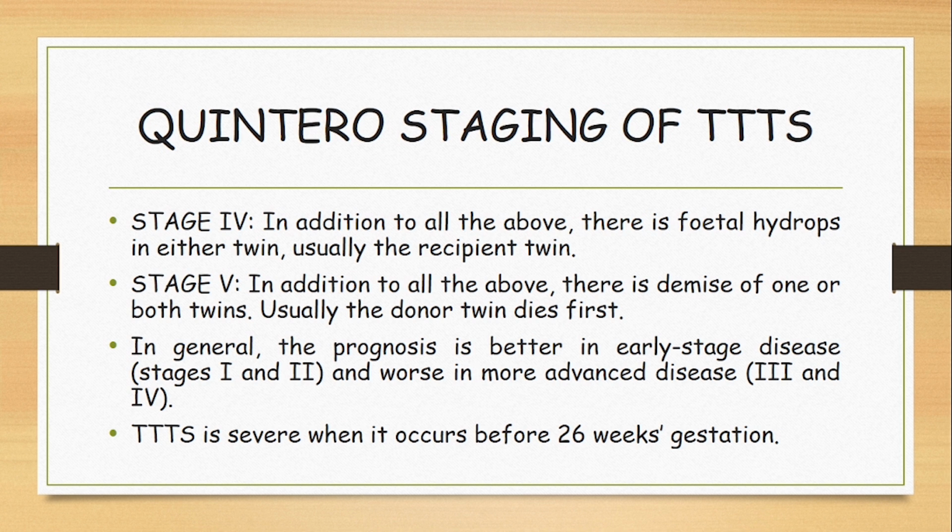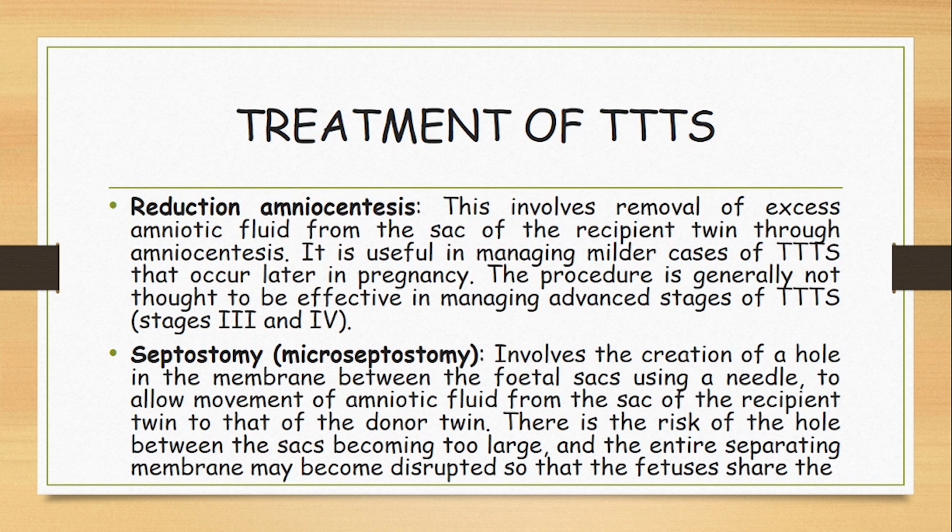How do you treat twin-to-twin transfusion syndrome? One is reduction amniocentesis. This involves removal of excess amniotic fluid from the sac of the recipient twin through amniocentesis. It's usually useful in managing milder cases of twin-to-twin transfusion syndrome that we see later in pregnancy. The procedure is generally not thought to be effective in managing advanced stages of TTTS, stages 3 and 4.